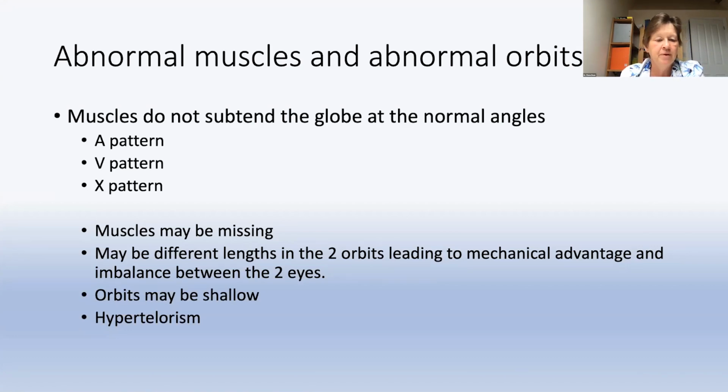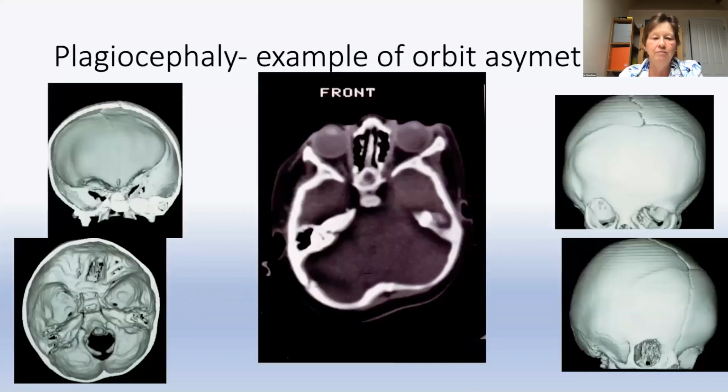And the orbits may be two different shapes and sizes, and that can actually lead to a mechanical advantage imbalance between the two eyes. They may be very shallow and they may be far apart, giving the patient hypertelorism, which is more likely to lend to exotropia. So here's an example of a patient with plagiocephaly. That means that they've had a unicoronal synostosis. So the synostosis is here, and the corresponding shortening of the orbit is here.